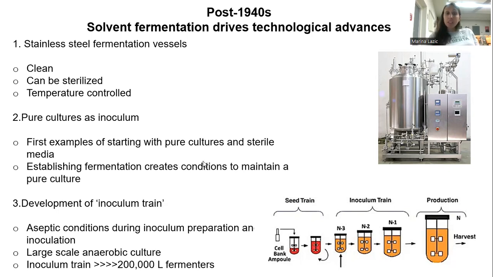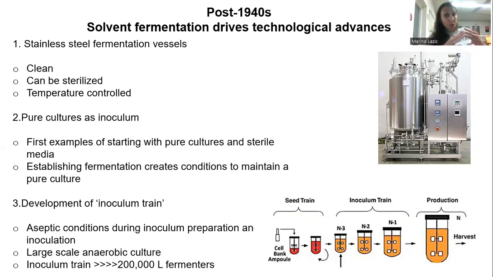After the 1940s, pure cultures were used as inoculum, although nowadays we often talk about using microbial communities, so a pure culture does not always have to be the best choice, which you will see in class later. Basically, there were some examples of starting with a pure culture and sterile media, so that was the beginning. Then fermentation was established, creating conditions that can maintain a pure culture. So again, a controlled process, everything must be clean and sterile.